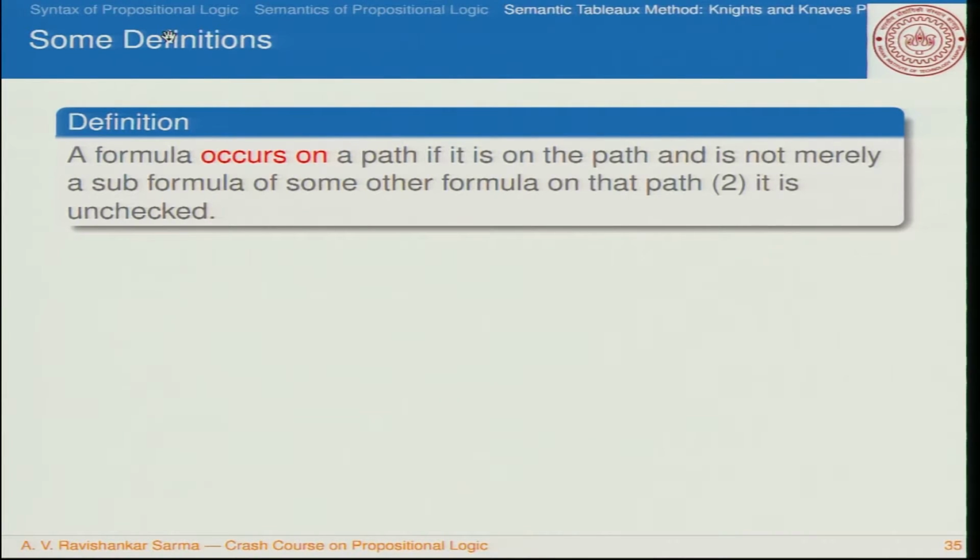A formula occurs on a path if it is on the path, or if it is merely a subformula of some other formula on that particular path, where it is considered to be unchecked. So all these things will be clear when I talk about some examples.